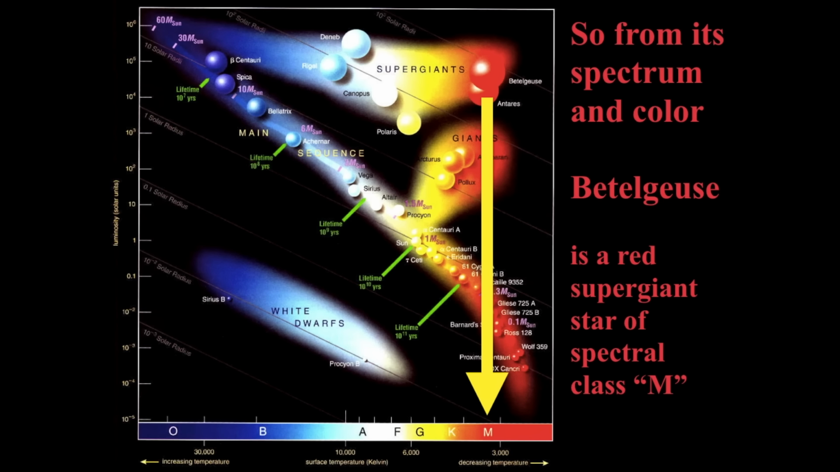Anyway, from the spectrum, which gives you the line widths, and the color, which gives you the temperature, you can deduce that this is a supergiant type star, and of spectral class M.